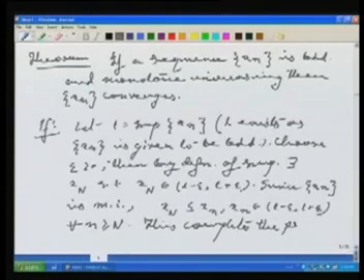If you want to prove an analog of the same result with a monotone decreasing sequence, then what is the change? The only change is instead of the supremum, we should look at the infimum. Then the rest of the proof is exactly the same.